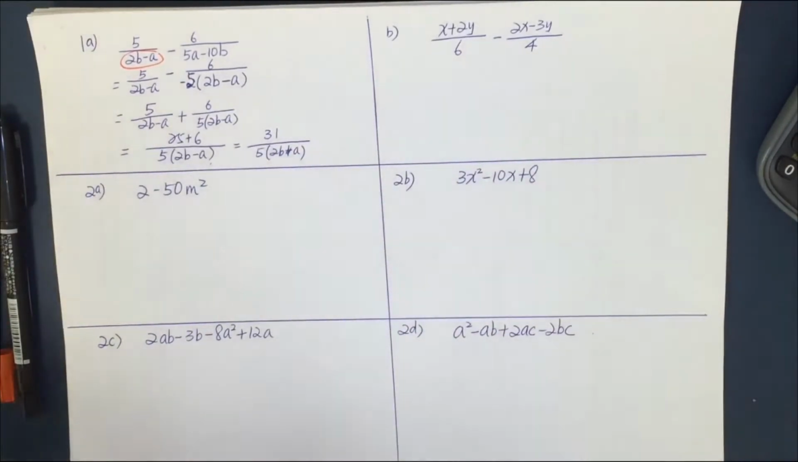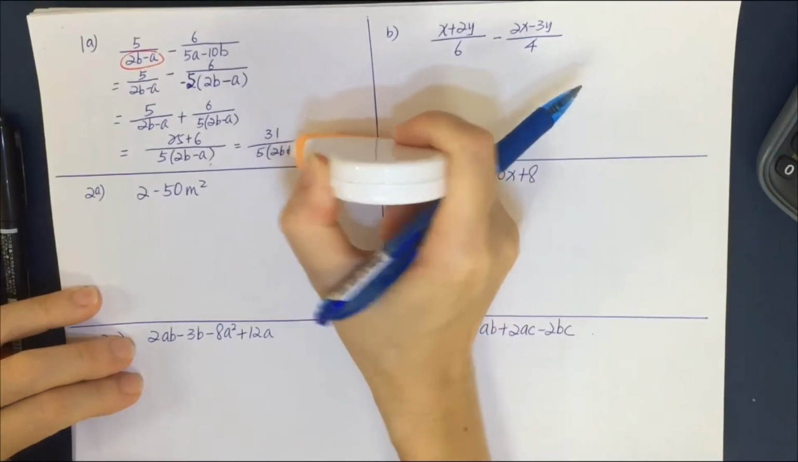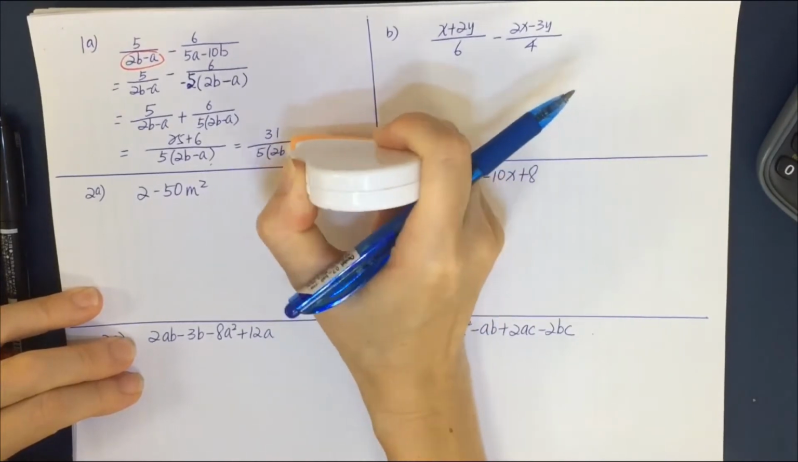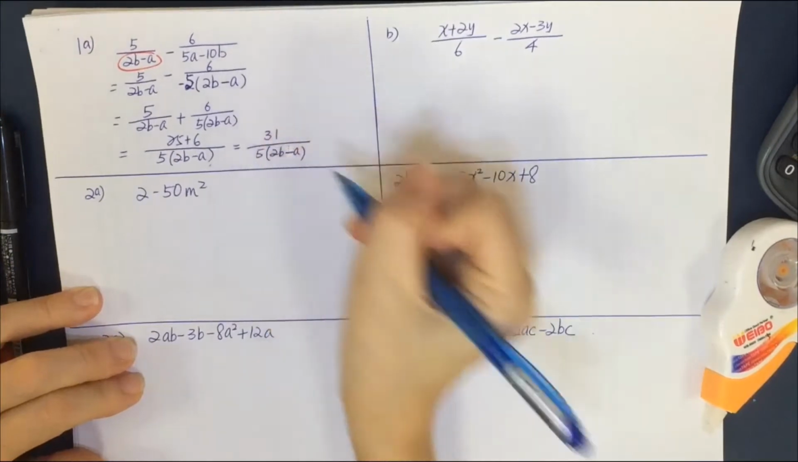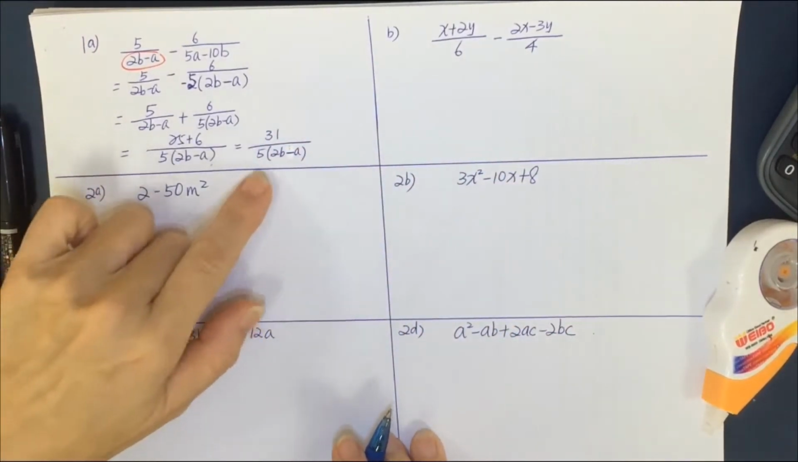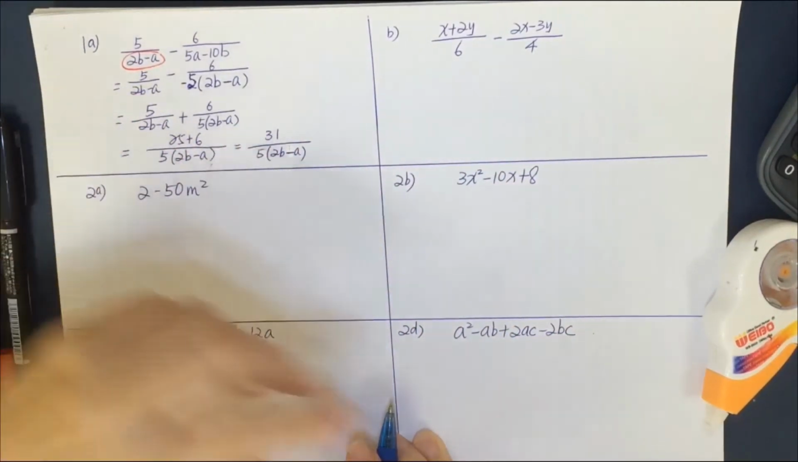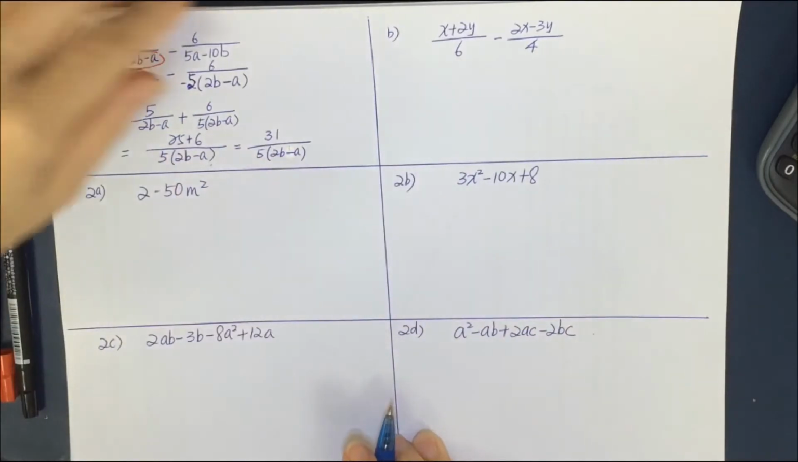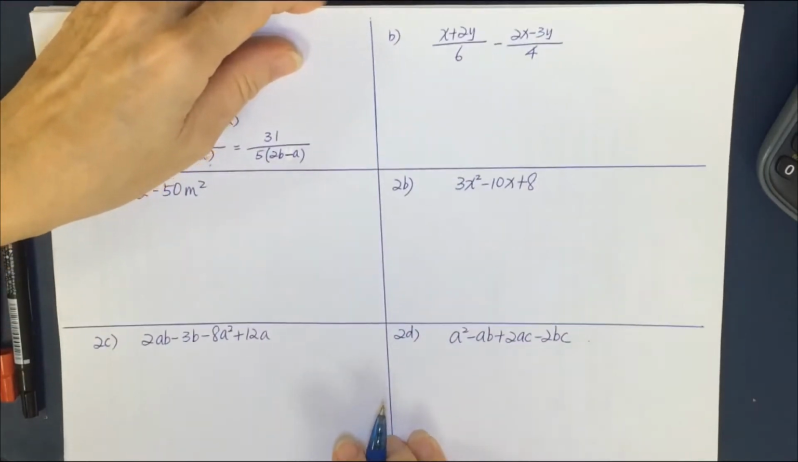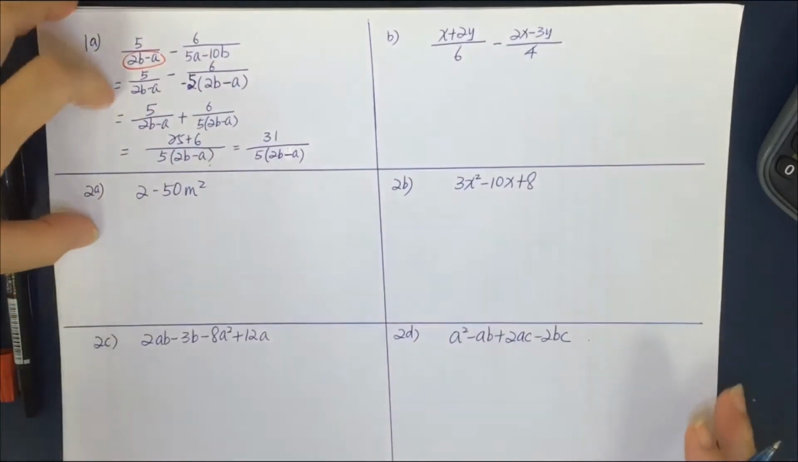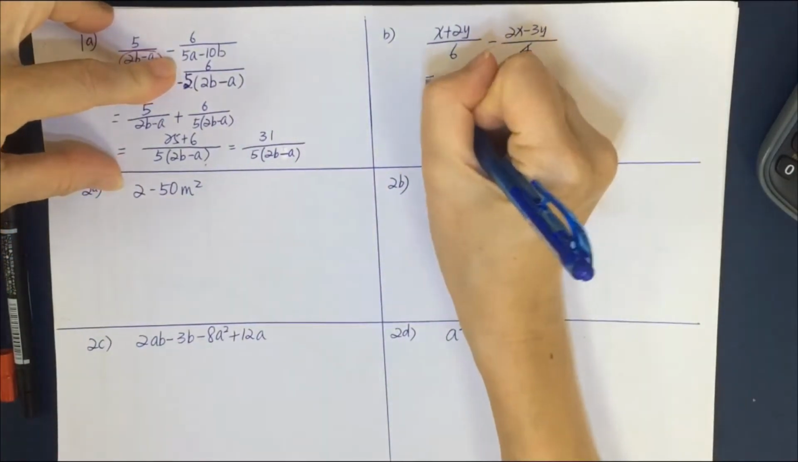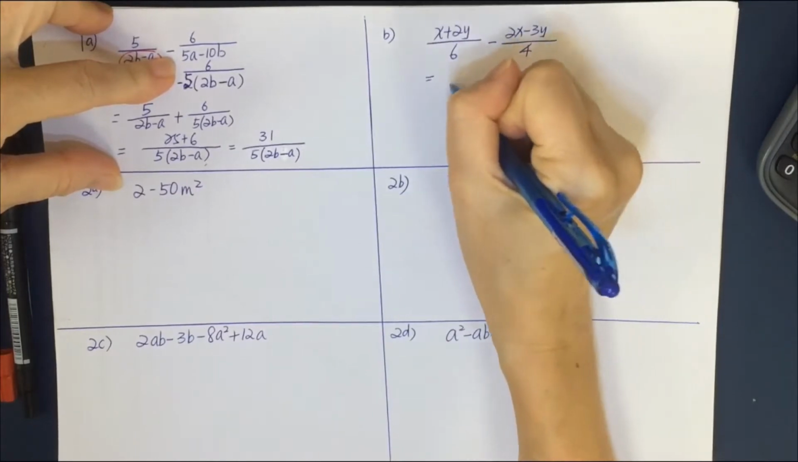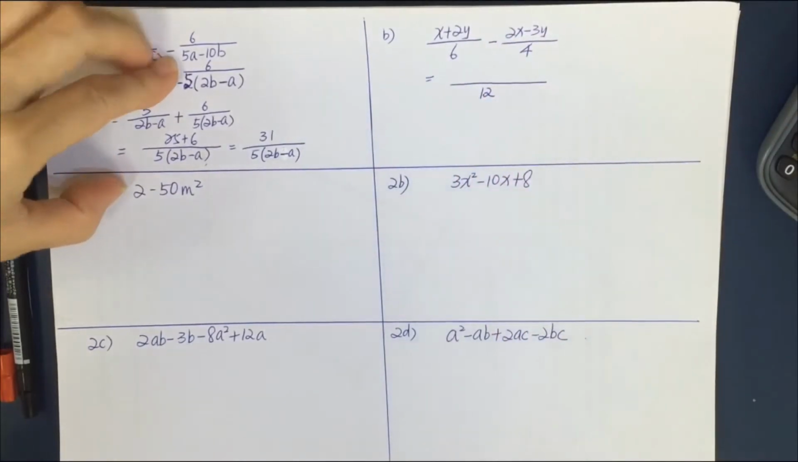Cannot simplify anymore, because there's nothing in common to bring out already. So this is just the answer. 31 and 5 cannot simplify, cannot do any cancellation. Okay, next one is 6 and 4. For 6 and 4, the common denominator is 12. Don't say it's 24. 12 is good enough already.